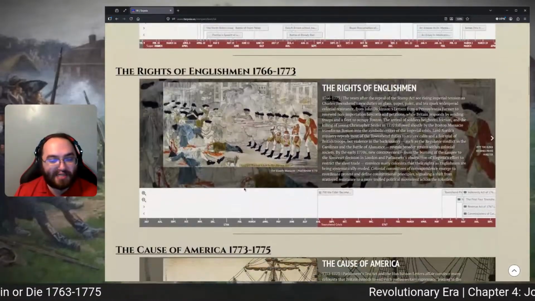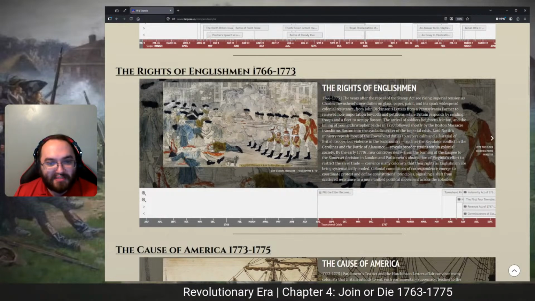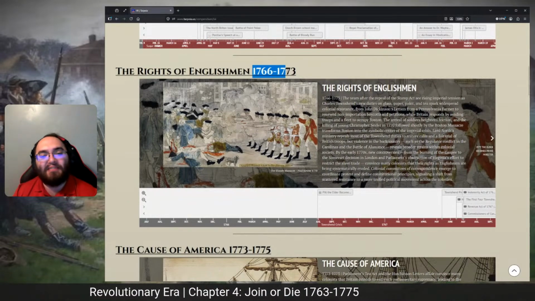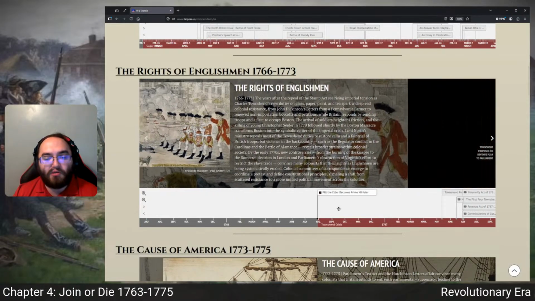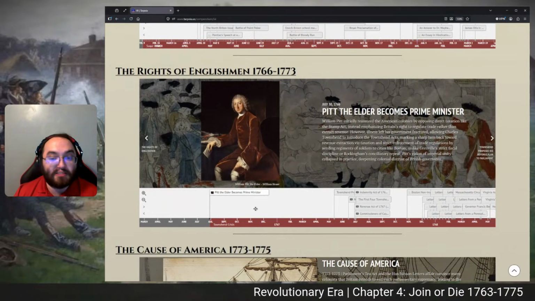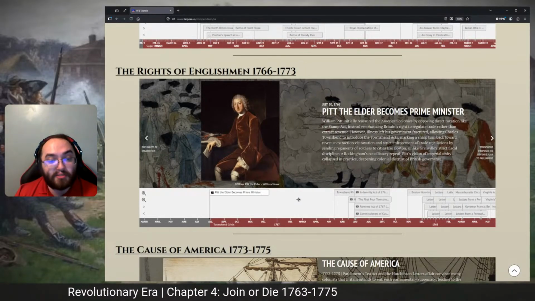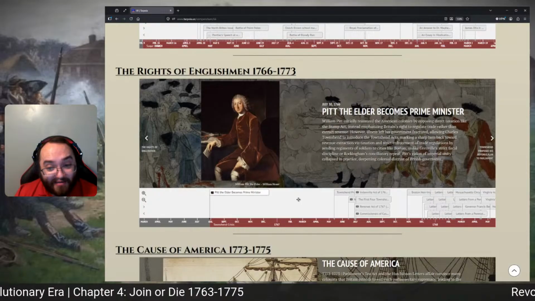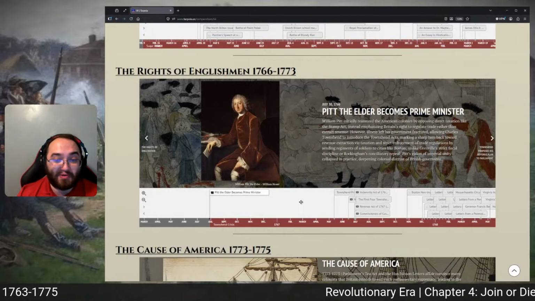Now let's go to the next section, which is called The Rights of Englishmen, from 1766 to 1773. And so we begin with the start of Pitt the Elder. He becomes prime minister. This is the same William Pitt the Elder who argued in Parliament against the Stamp Act and for the repeal of the Stamp Act, but also for the passage of the Declaratory Act.